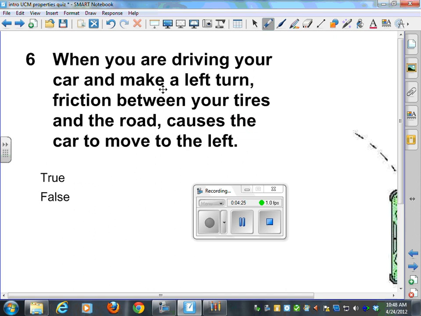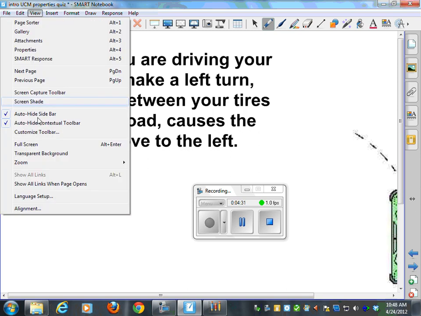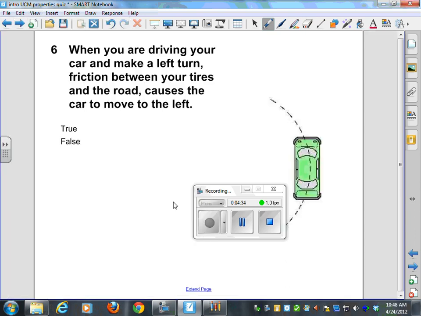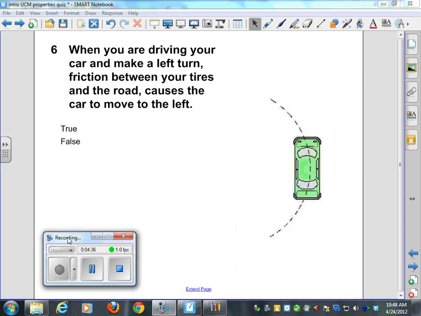When you're driving your car, now this is kind of a weird feeling. When you go out at lunchtime, I'd like you to think about this if you make a turn. When you're driving your car and you make a left turn, friction between your tires and the road causes the car to move to the left. You're making a left turn. The car is going like this.